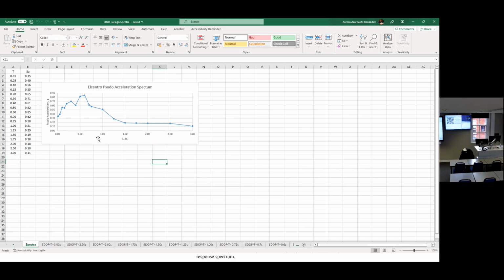So this is the first Excel sheet. This Excel sheet helps me to calculate the spectral acceleration for a specific earthquake. Okay? We'll keep it because we are still going to use it for some reasons.